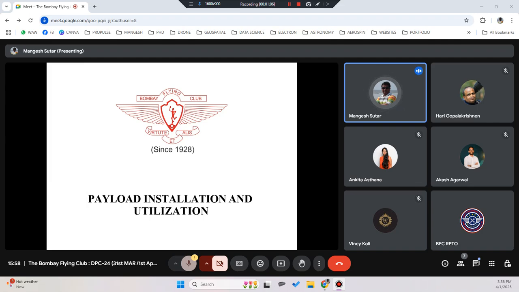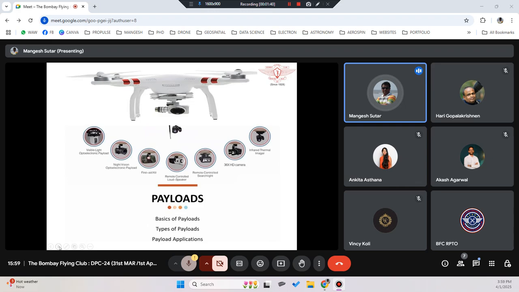It could be an RGB camera, a thermal camera, or lidar. It could be hyperspectral, multispectral, or maybe a speaker, a flashlight, a fertilizer tank, or maybe anything. The applications are endless, as we see regularly in the utilization of drones. So let's see what different types of payloads we can connect to drones, or have been utilized. There are basics of payloads, types of payloads, and payload applications.